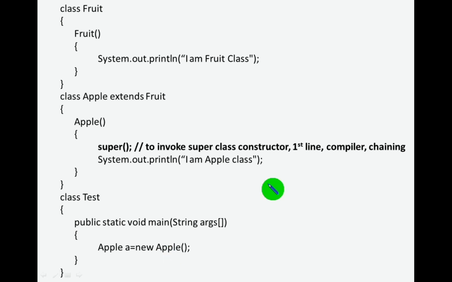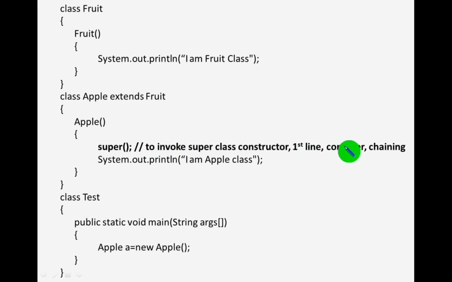Note it down, there are three constraints while using this super keyword. The first is the first line. Though this constructor contains n number of statements, this super keyword must be the first line. For example, if I use the super keyword after the System.out.println method, what will happen? The compiler shows an error. Whatever the number of lines, this super should be the first line.